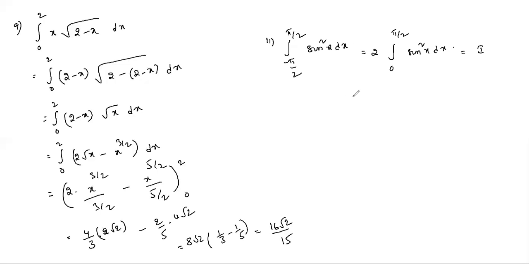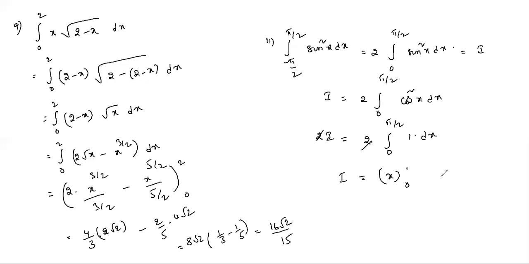Apply the a minus x property. So 2 times integral 0 to pi by 2 sin of 90 minus x, which is cos square x dx. By adding these two, I plus I, 2I equals 2 times integral 0 to pi by 2 of sin square x plus cos square x, which is 1, dx. 2 will cancel. I equals integral of 1 dx, which is x between the limits 0 to pi by 2. So the answer is pi by 2. Or directly we can write sin square x as (1 minus cos 2x) by 2 also.